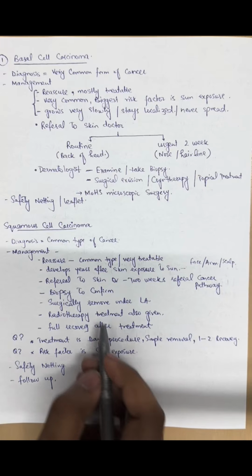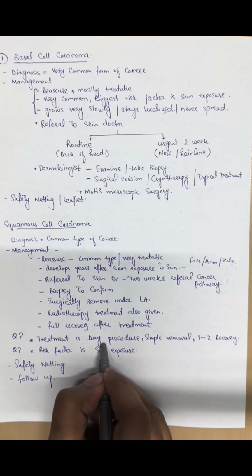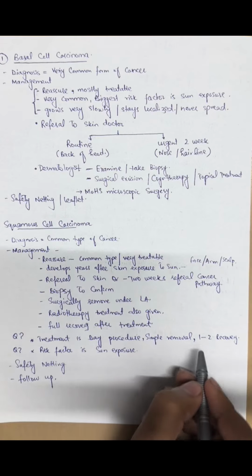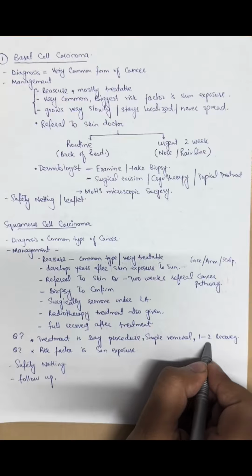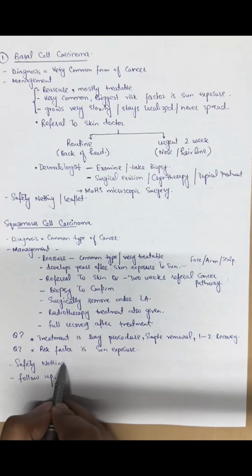The patient may ask whether the surgery is a day procedure or not. You have to tell them that it's a day procedure, a simple removal, and they will be fully recovered after 1 to 2 days. And you should tell them that the biggest risk factor is sun exposure. Then safety netting and follow-up.